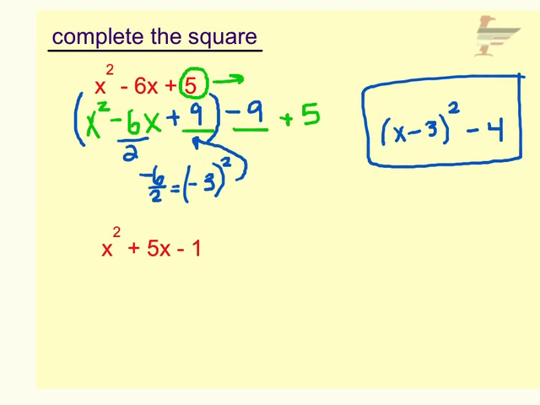And now it is in vertex form. Anyone could walk in and say, oh, well, that vertex, the x is a positive 3, negative 4. And then they could start graphing. The a value is 1 out front. But basically, that's what going from standard form to vertex form looks like.